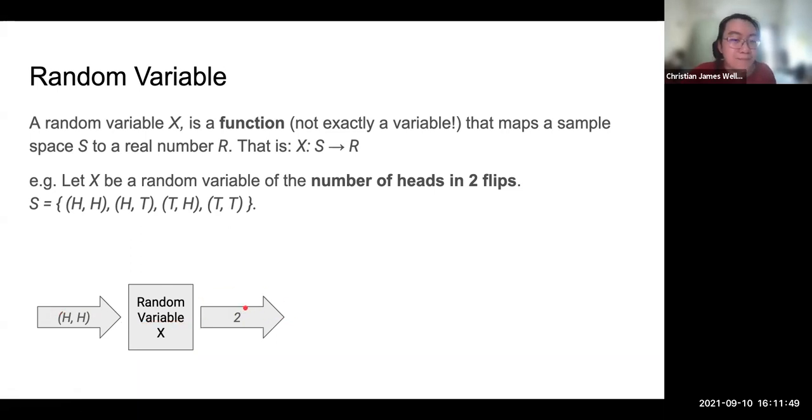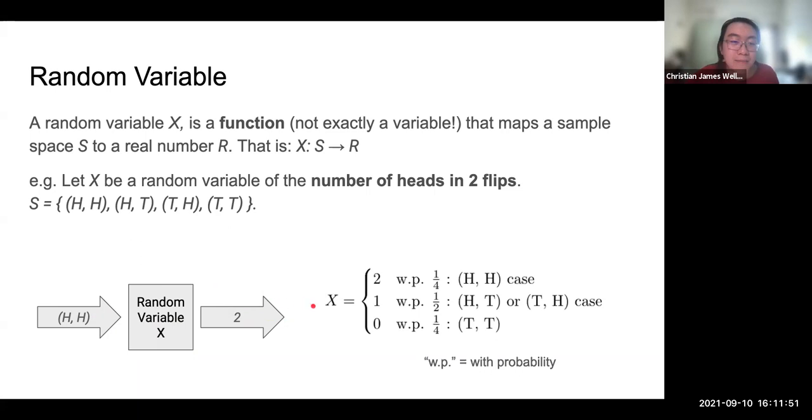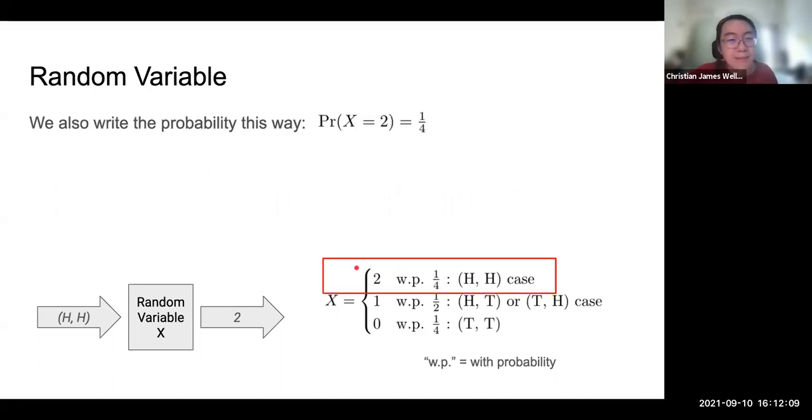It maps something. Mathematically, you might express it like this: X equals 2 with probability a quarter, 1 with probability half, because it's either heads and tails or tails and heads. Sometimes you also write it this way: the probability of X, the random variable spewing out the number 2, equals a quarter.